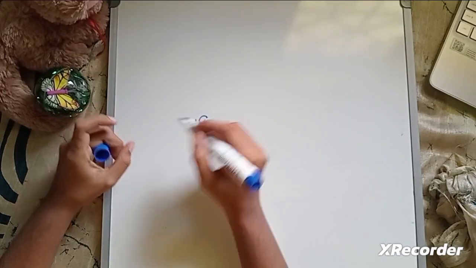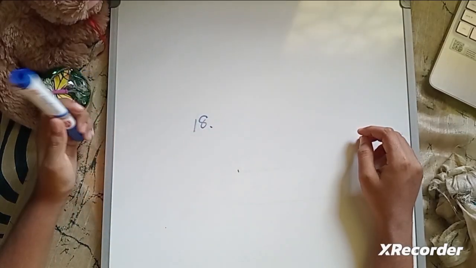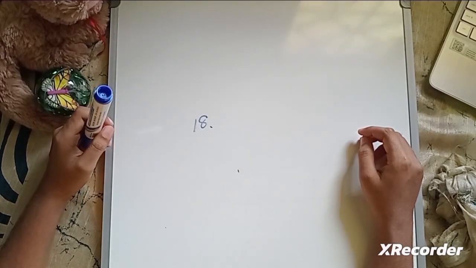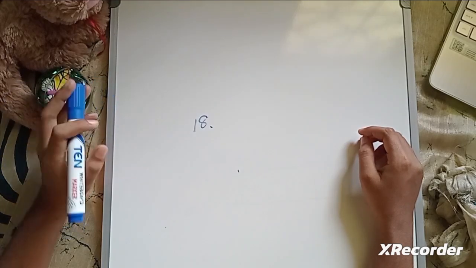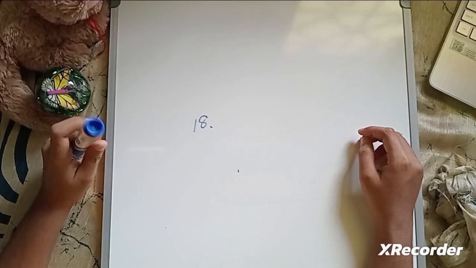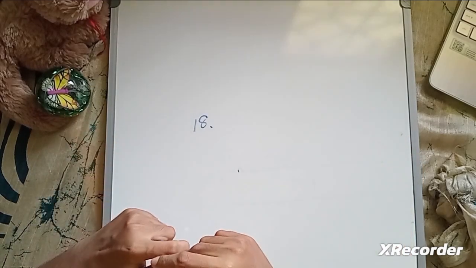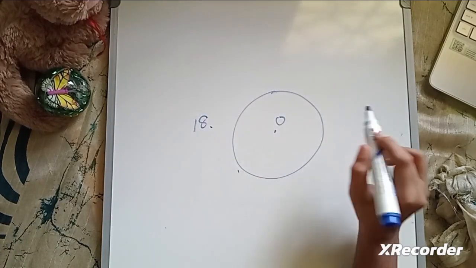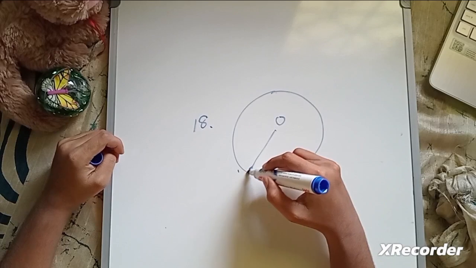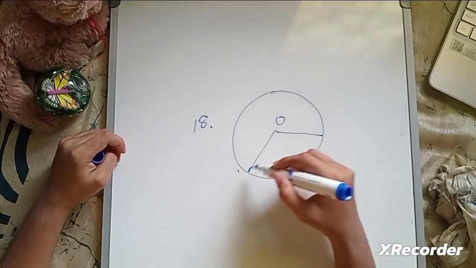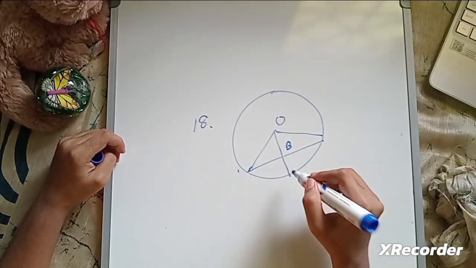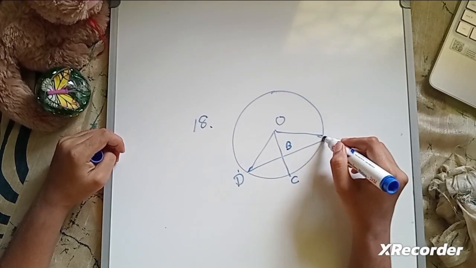Question number 18. They have given a diagram. The center of the given circle is O. The chord TE is bisected at B by OC. Find the length of BC if OD equals 10 centimeter and DE equals 12 centimeter. If we draw this, this is the center, and this is BC. T, D, E.